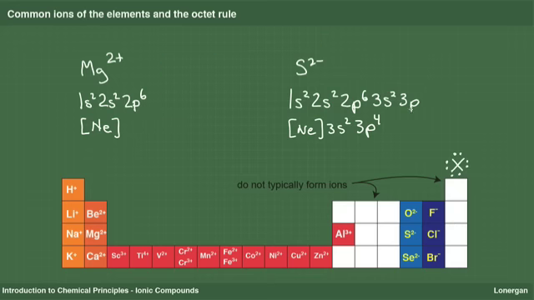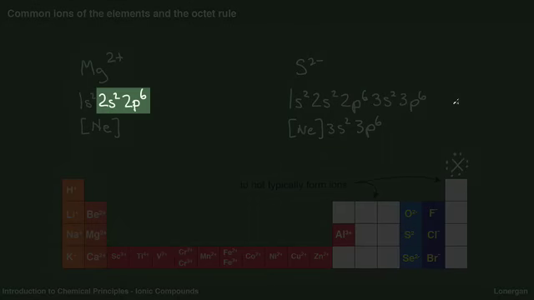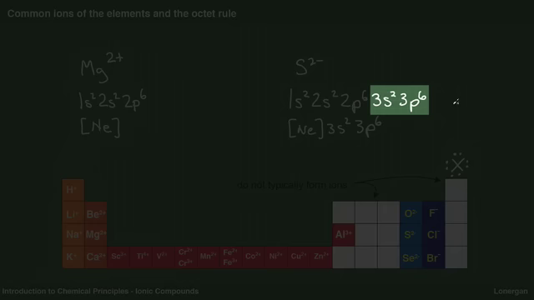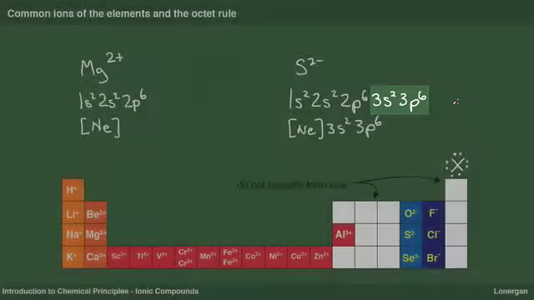The loss of 2 electrons from magnesium results in a filled n equals 2 shell, an electron configuration matching the noble gas neon. The addition of 2 electrons to sulfur results in a filled n equals 3 shell, and an electron configuration matching the noble gas argon. This explains why magnesium and other elements of its group with the same number of valence electrons form 2+ ions.